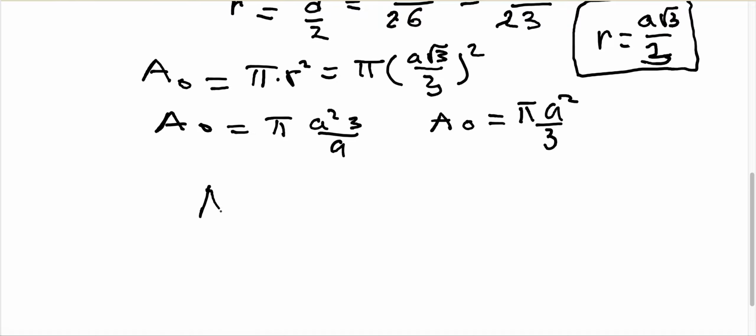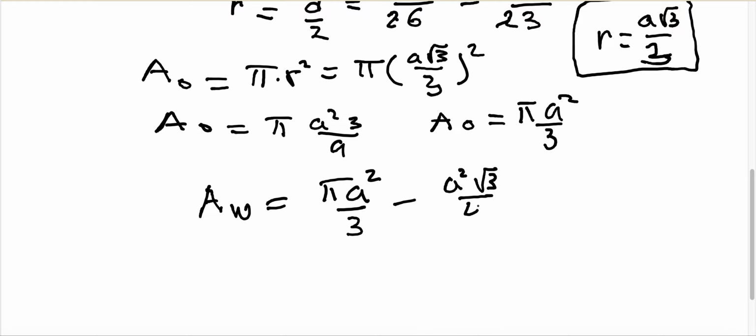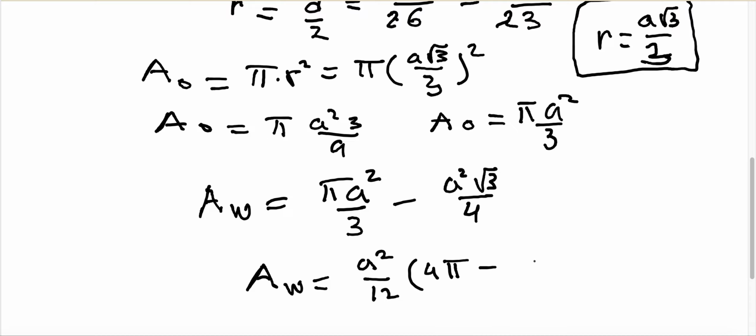And now the white area is equal to pi a squared divided by 3 minus a squared square root of 3 divided by 4. And if we want to write it in a more fancy way, we can factor a squared divided by 12, and here is 4 pi minus 3 square root of 3 units squared. And here I'm stopping.